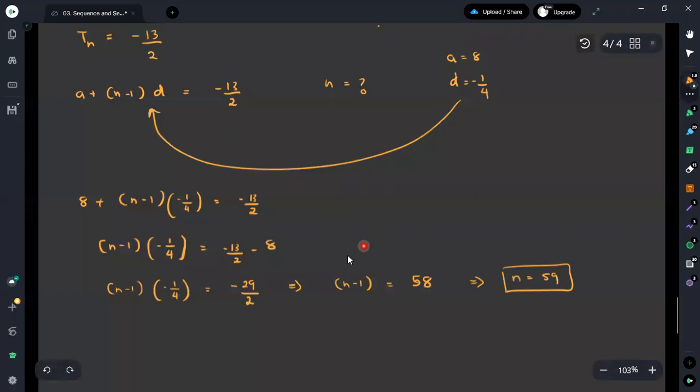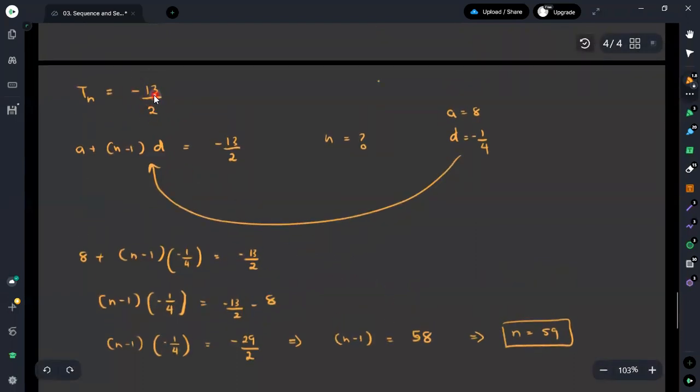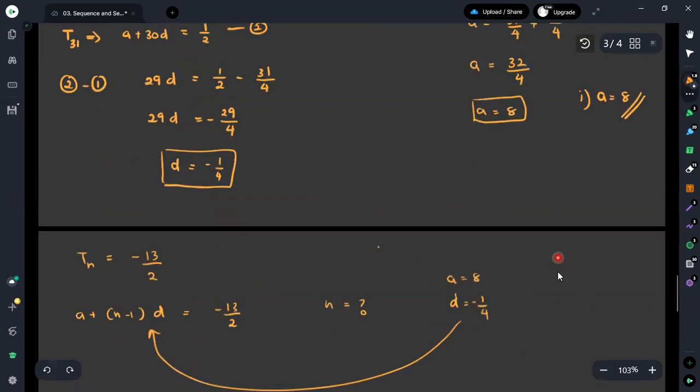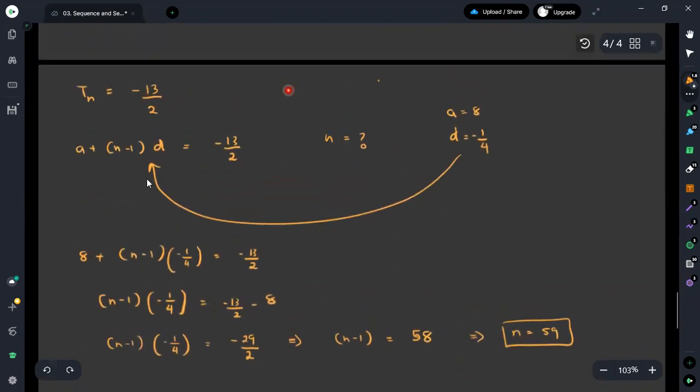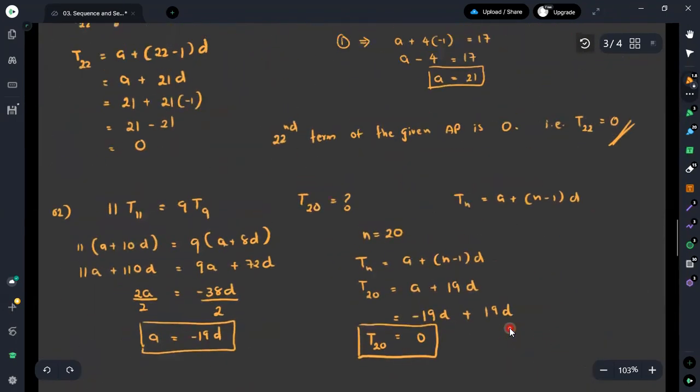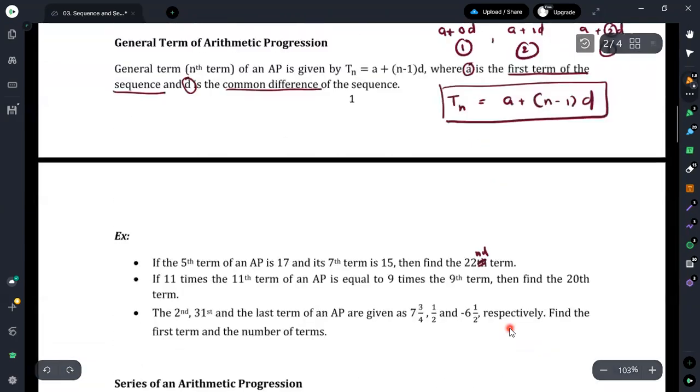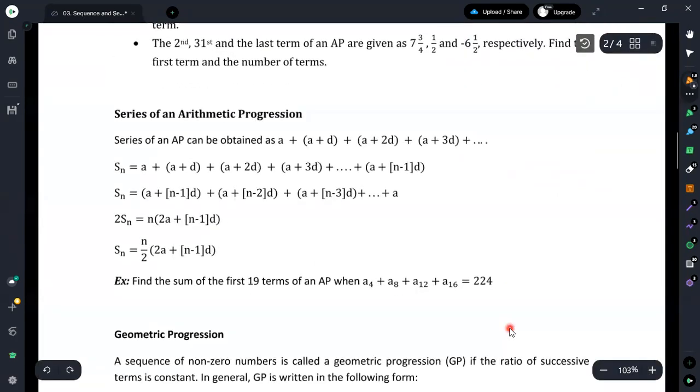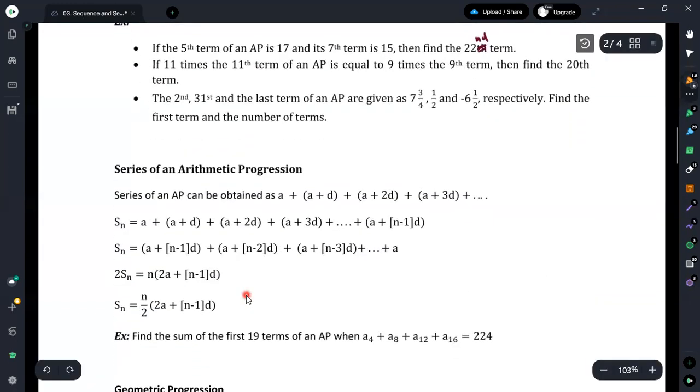It is because the last term that they have given for us is minus 13 over 2. Therefore, it will be equal to the 59th term of this arithmetic progression. Therefore, using the set of equations that we have considered, we can obtain the first term, common difference, and the number of terms in the arithmetic progression as well. And thereafter we will discuss the series of an arithmetic progression.